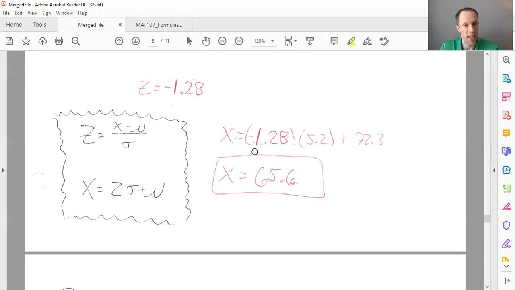So if I plug in the negative 1.28 z-score times the standard deviation 5.2 and add to that the mean of 72.3, I find out that the x value is 65.6. That's the value that separates the bottom 10% from the other 90%.